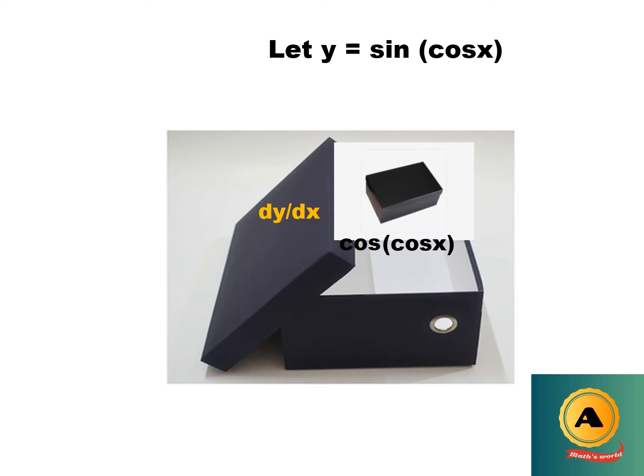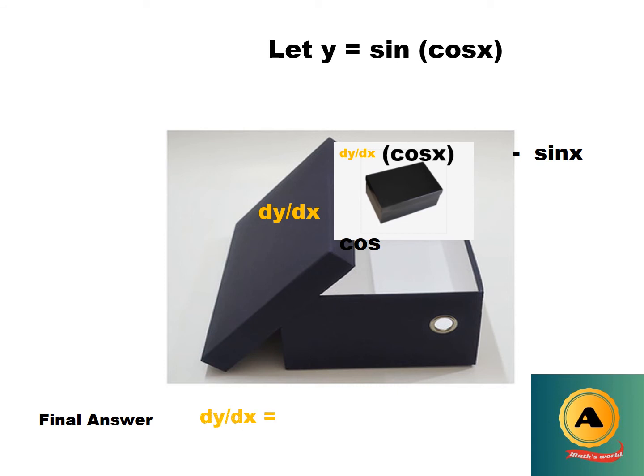Now you can see another box inside. Let's assume this as a cosine function. Since cos x is a function of x, here we finally get our gift. The derivative of cos x is minus sin x. Hence, the final answer is dy by dx equals cos of cos x into minus sin x. It can also be written as minus sin x into cos of cos x.